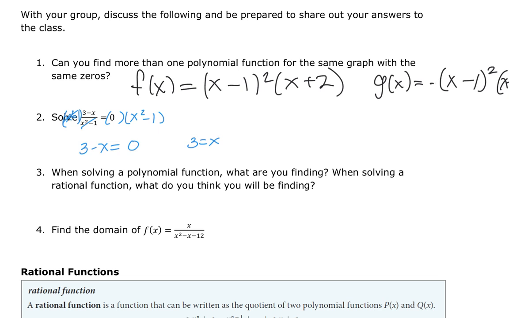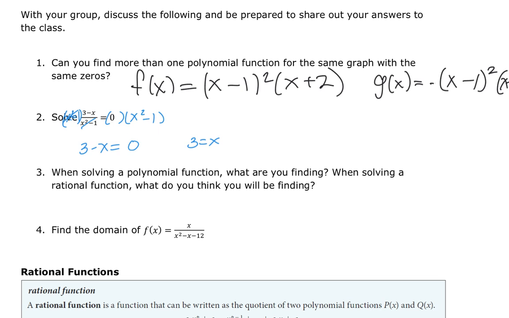Notice how, because I multiplied both sides by the common denominator, which is x squared minus 1, the denominator on the left-hand side ended up canceling itself out, and multiplying by 0 made the right side 0 anyway. So it's just the numerator that's going to give us our solution, because it's set equal to 0. When solving a polynomial function, what are you finding? When solving a rational function, what do you think you're finding?